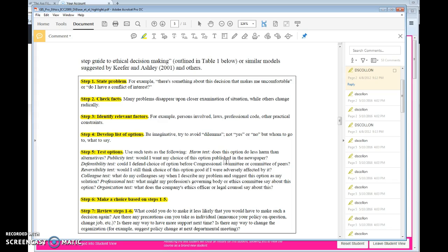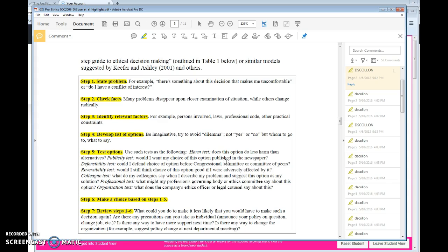Okay, so there may be various aspects that emerge upon viewing a particular problem in more detail based on the facts. Okay, step three, identify relevant factors. For example, who's involved, laws, professional codes, and so forth. The fourth step is to develop a list of options. Be imaginative, try to avoid dilemma, not yes or no, but whom to go to, what to say. Okay, so a list of options that may relate to how to respond to the problem.